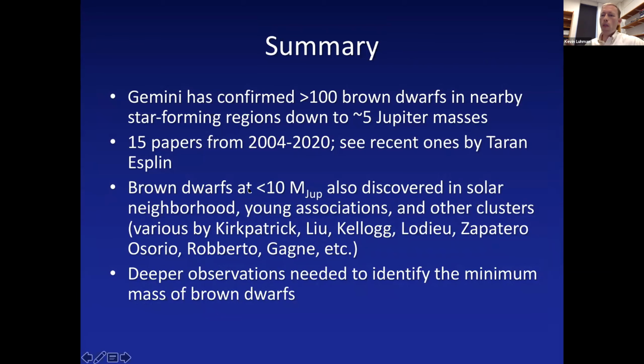And there have also been a number of other astronomers who have discovered planetary-mass brown dwarfs in other circumstances in the solar neighborhood, in young nearby associations, and in other nearby young clusters. And as I mentioned, we need deeper observations to actually measure what the minimum mass of the IMF is, to go below 5 Jupiter masses.